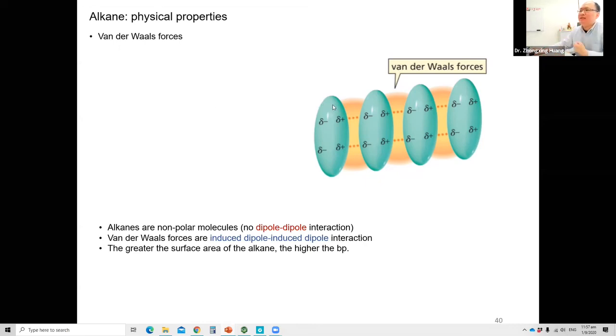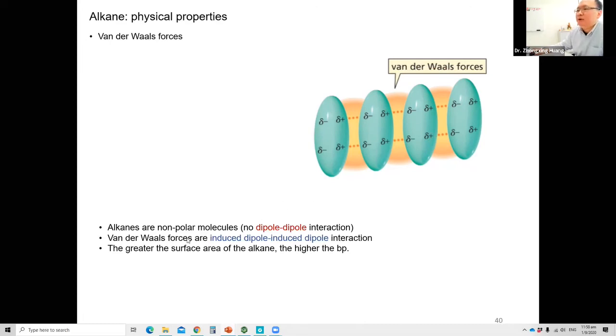What that means is that although they don't have an internal dipole, when one molecule interacts with another, it will induce a dipole, very weak, but still some dipole, which we call an induced dipole. So if this one has some induced plus, then that one will have some induced minus, and they will pack with each other, giving this kind of intermolecular attractive force.